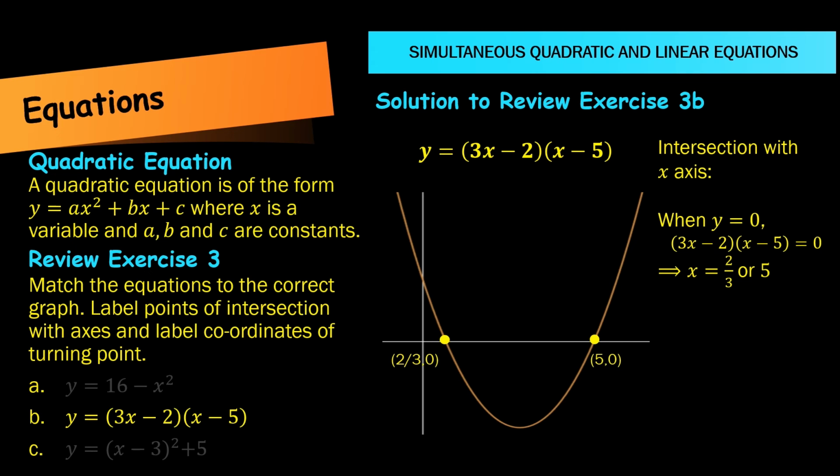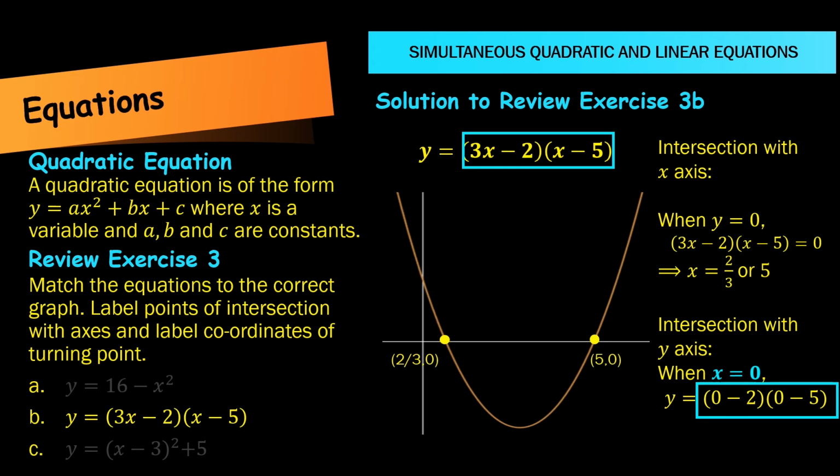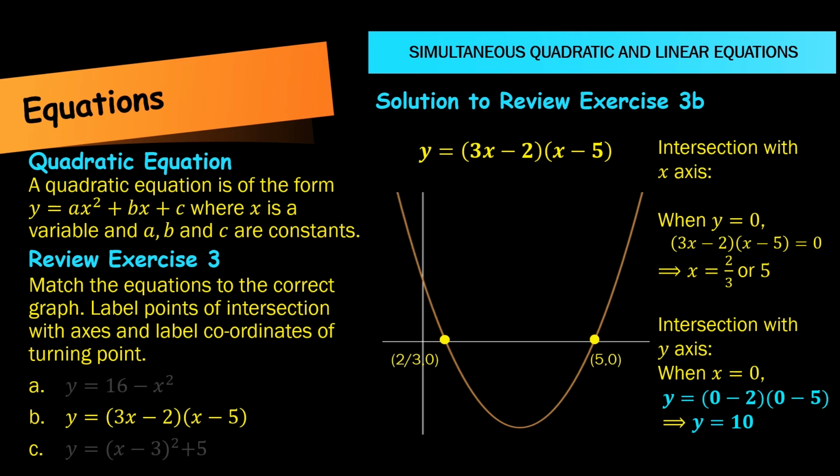What about the intersection with the y-axis? This occurs when x equals 0. So we plug x equals 0 into the equation to give us 0 minus 2 times 0 minus 5. And tidying up gives us that y equals 10. So the point of intersection with the y-axis is 0, 10.